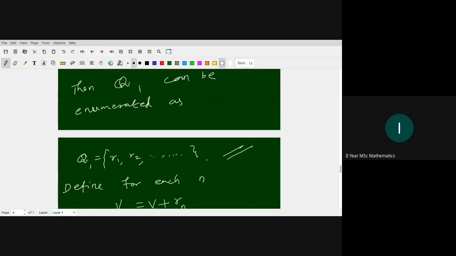When we write the enumeration, what does the enumeration mean? Enumeration means we define a function from natural numbers to Q1, f of n equals Rn. This means the function is one-one, so different elements will have different images.